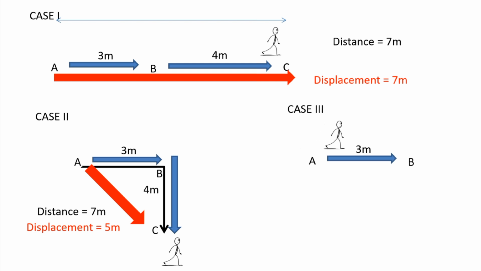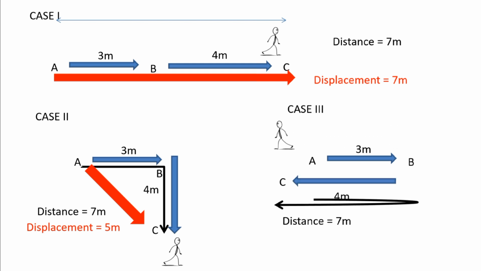A person starts moving from A to B for 3 meter along the positive x-axis, then it turns back 180 degrees and starts moving from B to C for 4 meter along the negative x-axis. So the total distance traveled by the person is 7 meter, as distance does not depend on direction.